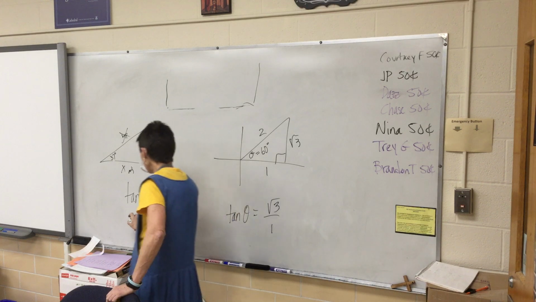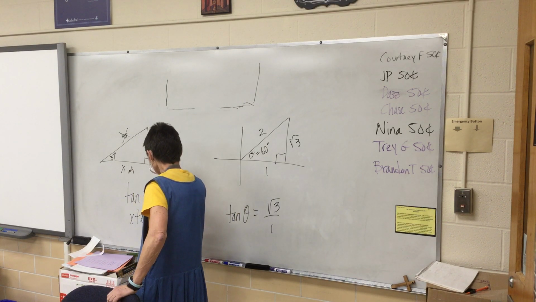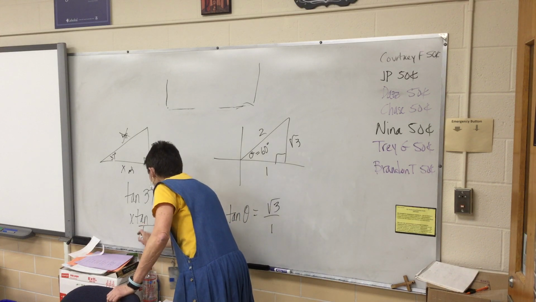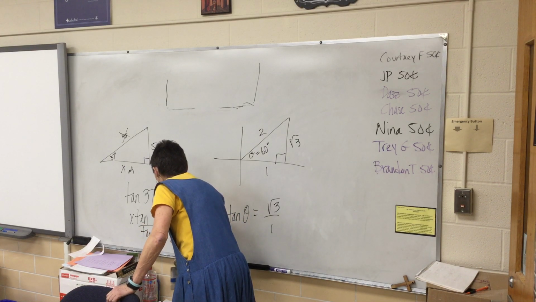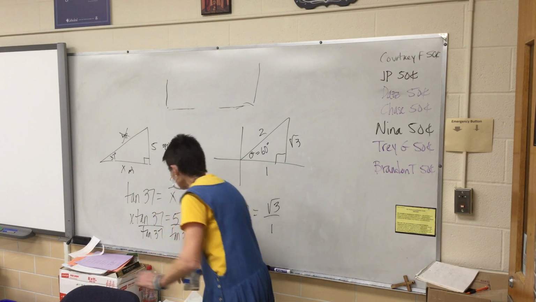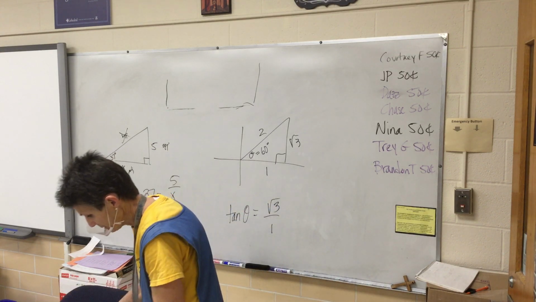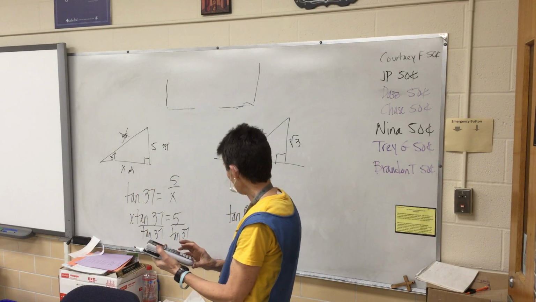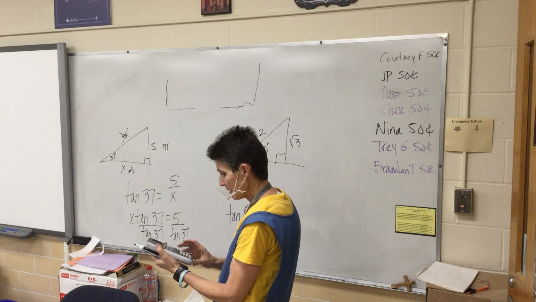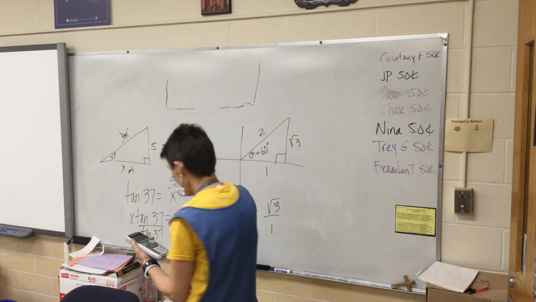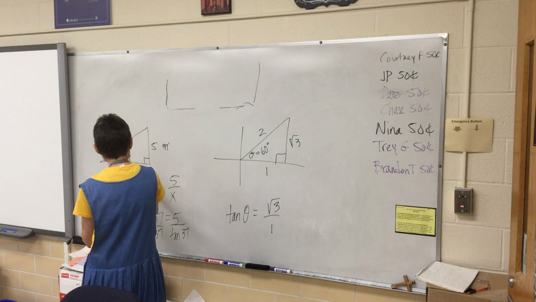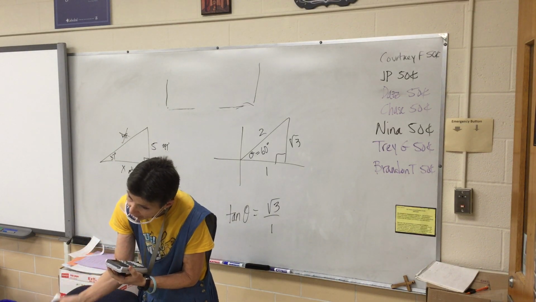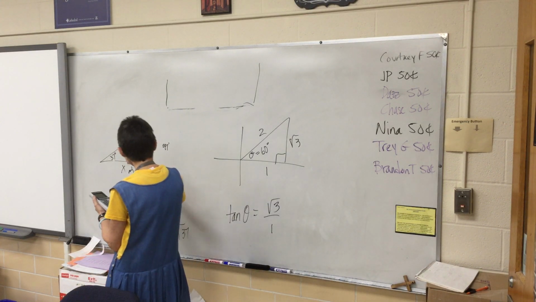So then we multiply by x. And then divide by the tangent of 37, because we want to know what x equals. So on my calculator, 5 divided by tan 37, I got, for my adjacent side, 6 point, does it tell me how to round? To the hundredth? So it'd be 6.64.